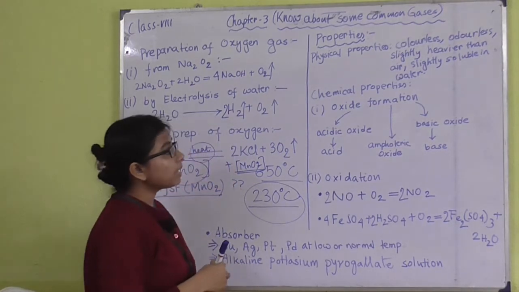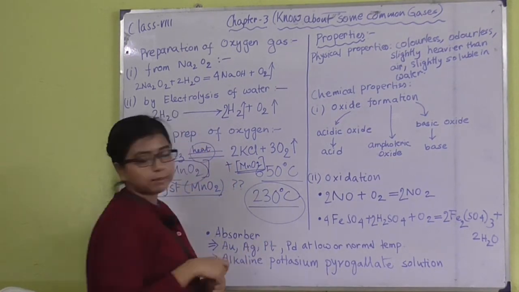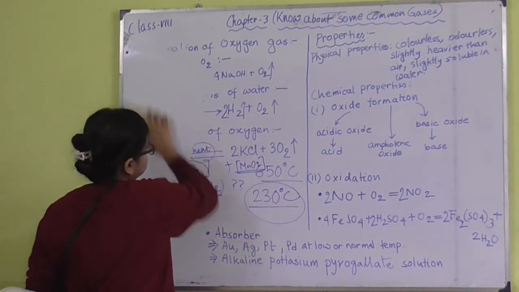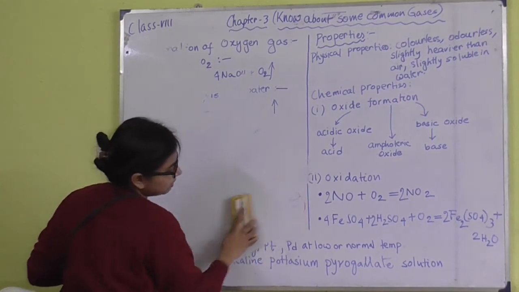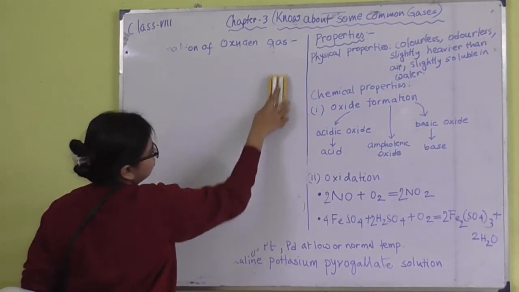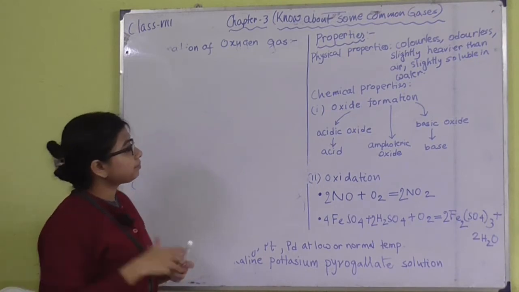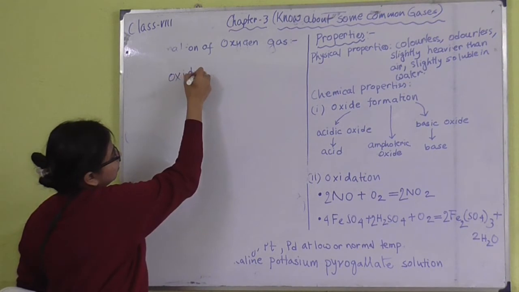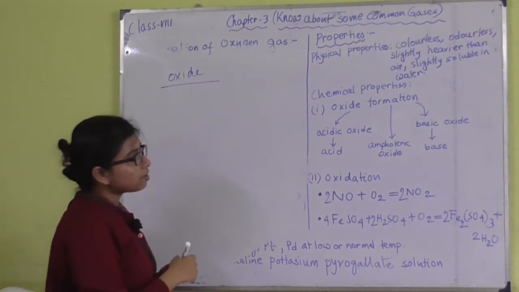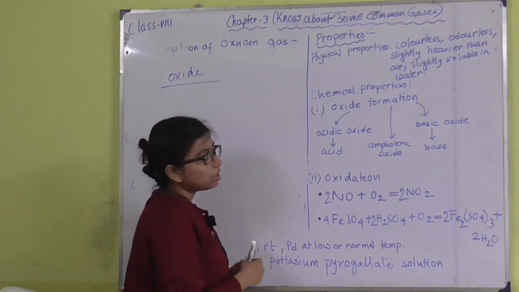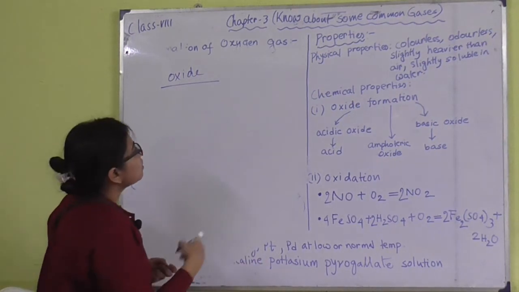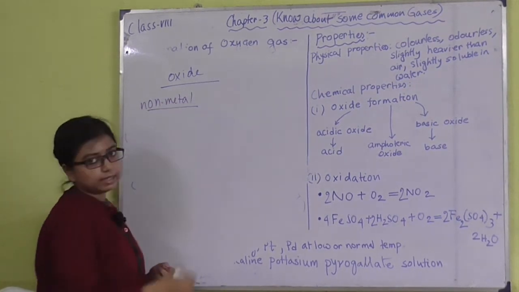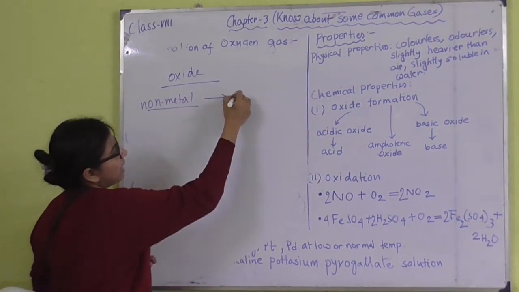Now, we have some chemical properties too. So, what are the chemical properties? First of all, I have written here oxide formation. So, oxygen basically can form oxide. We have three types of oxide: acidic oxide, amphoteric oxide and basic oxide. First of all, if oxygen reacts with any kind of non-metal, then it will give acidic oxide.